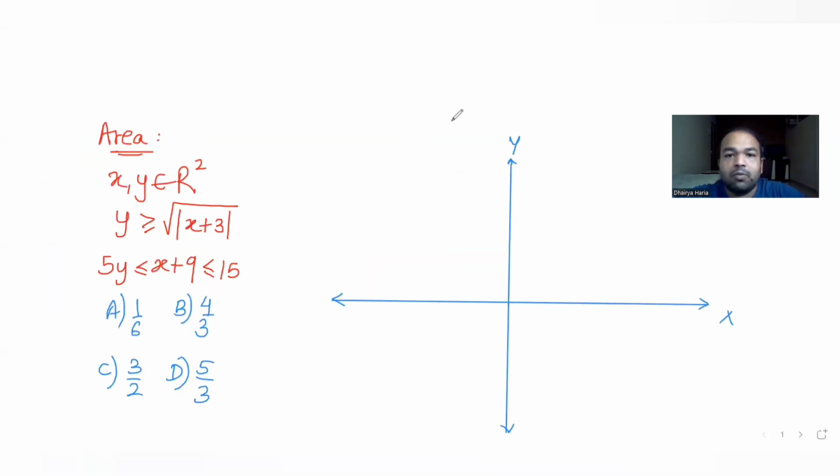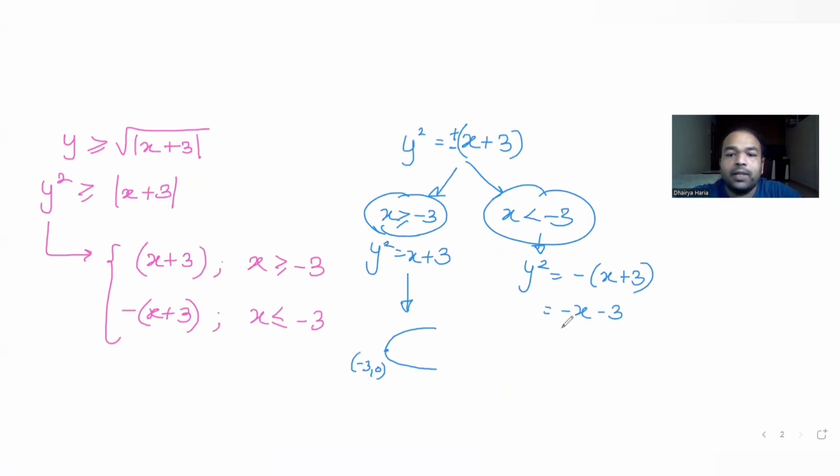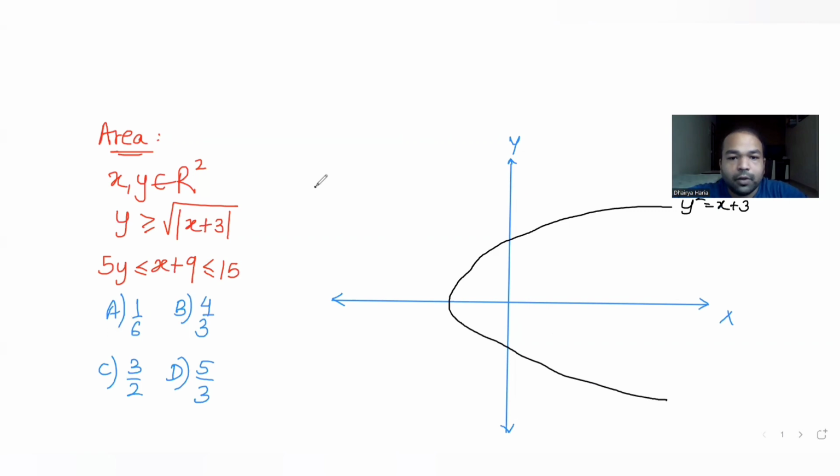If I draw that parabola, let's say it looks something like this. And the other was y square equal to minus x minus 3. It is nothing but the opposite C-shaped parabola, again touching the x-axis at minus 3 comma 0. So you get y square as minus x minus 3. Both of them will be exactly mirror images of each other.